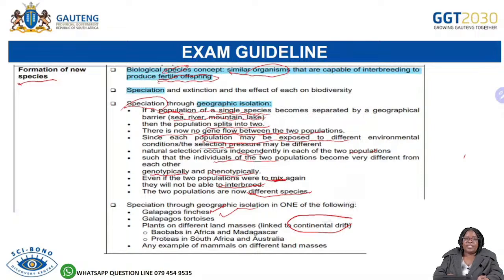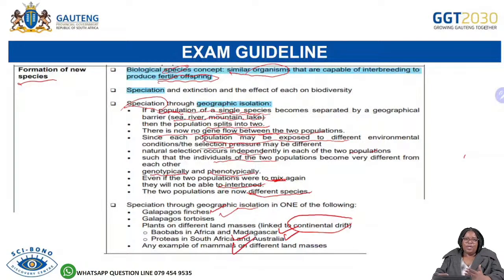They can give you an example of the baobab tree in Africa and Madagascar, caused by what? By continental drift. And also the Proteus in South Africa and Australia. Remember, they will be different because the two populations were once separated because of what? The continental drift. Right.